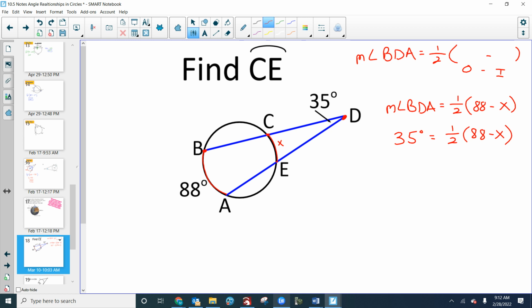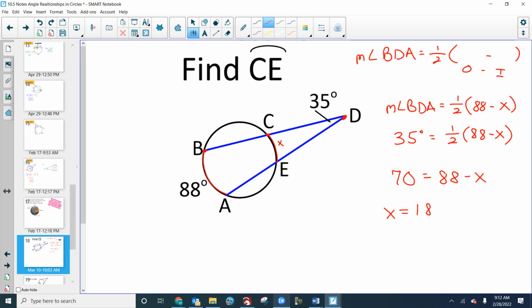So we're going to distribute this 1/2. Or would you rather, I would probably multiply both sides by 2 to get rid of it. Would you agree with that? If I'm trying to get x by itself, I want to get anything over there to this side. So if I multiply both sides by 2, I'm to that point. Okay. Add x, subtract 70. I'm getting x equals 18.